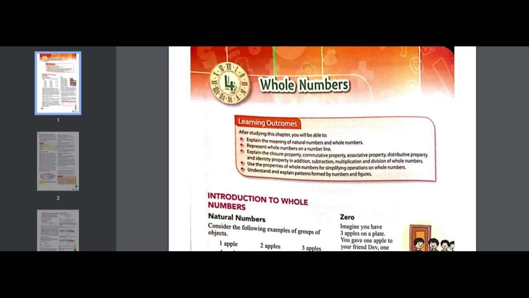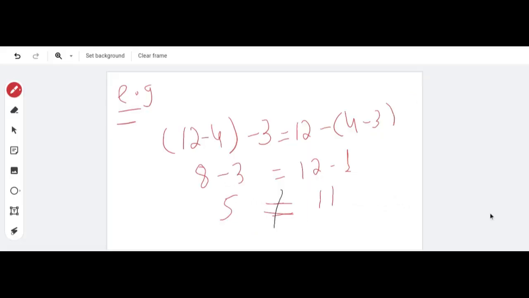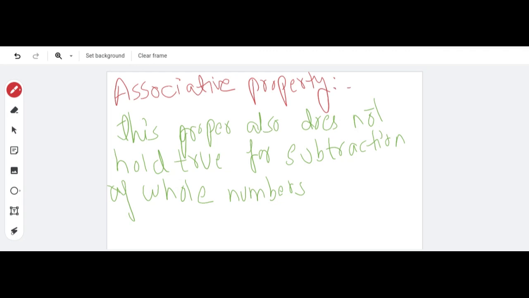No. We will start exercise 3A in the next class. Okay? Till then. Could you just show the associative? Yes, I can. Until then, take care.